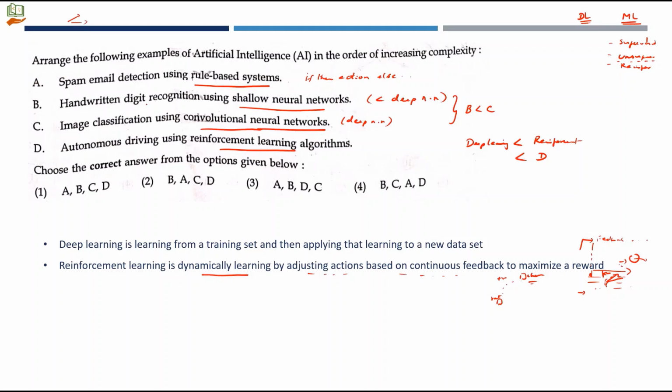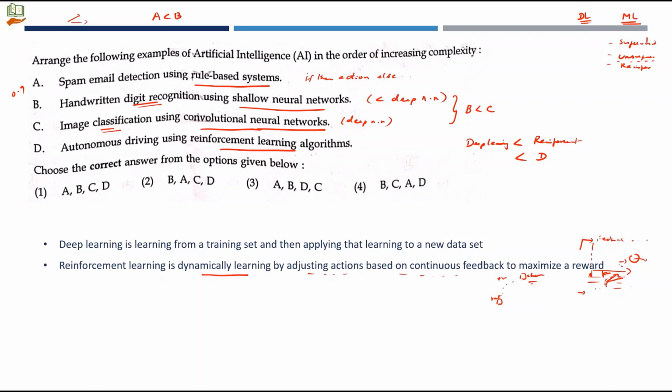Next is handwritten digit recognition. You know the digits between 0 to 9. Whenever a handwritten digit is fed as an input, they are going to recognize which pattern it is going to stick on to. Compared to spam email detection, handwritten digit seems to be a little complex. So this is digit recognition and this is classification.